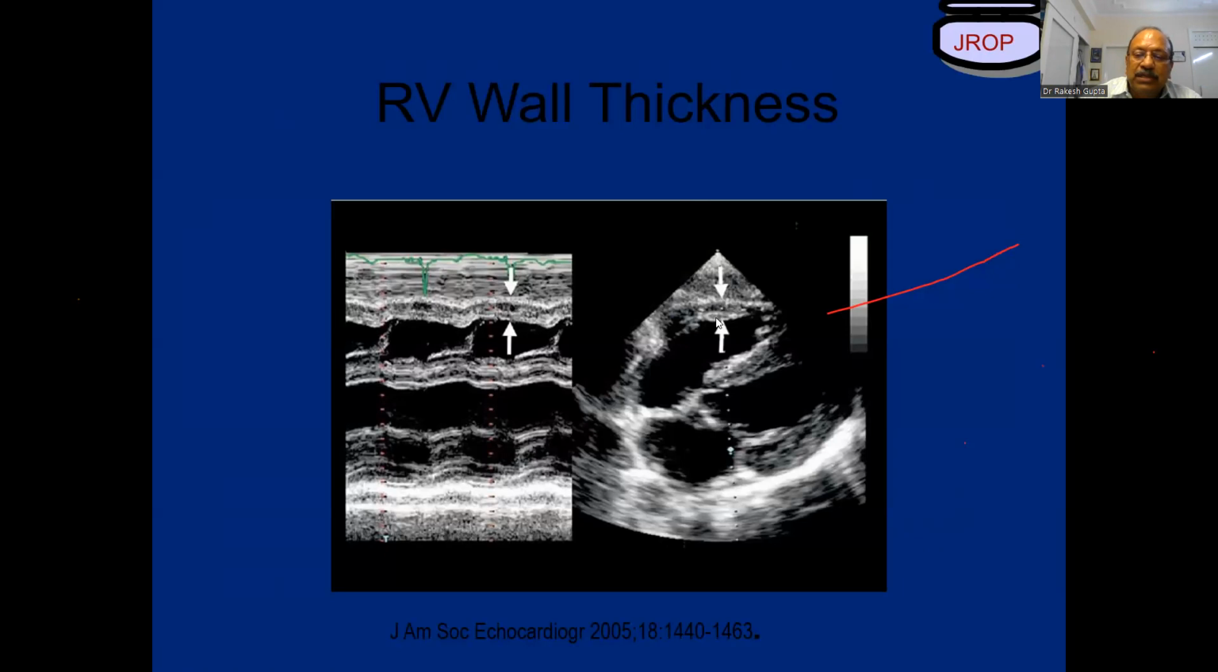And mind my words, it should always be during diastole, not during systole. Anything more than 5 millimeter is considered as RV hypertrophy. And this needs to be seen definitely in cases who have pulmonic stenosis, or patients having anything to do with right ventricular hypertrophy.